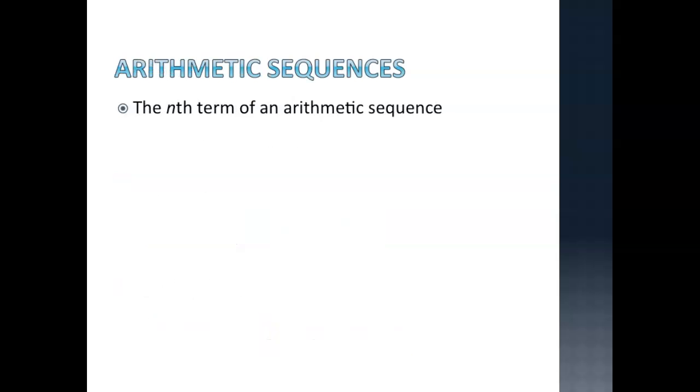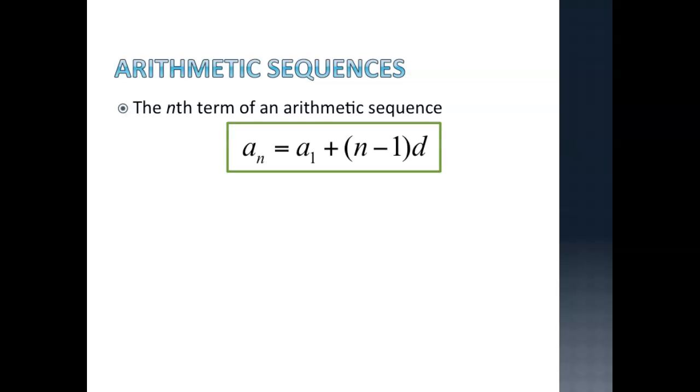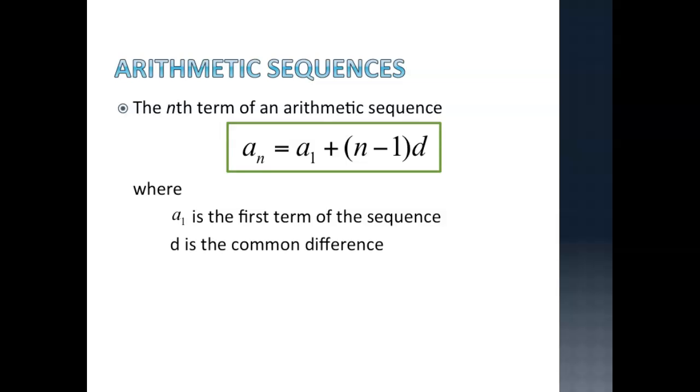So here's the rule. The nth term of an arithmetic sequence, so a sub n, is equal to a sub 1, so the first term, plus n minus 1 in parentheses times d. Make sure you put that parentheses in there. That way you'll remember that you're doing n minus 1, figure out what that is first before you multiply by d. So just as a reminder, a sub 1 is the first term of the sequence, d is the common difference.